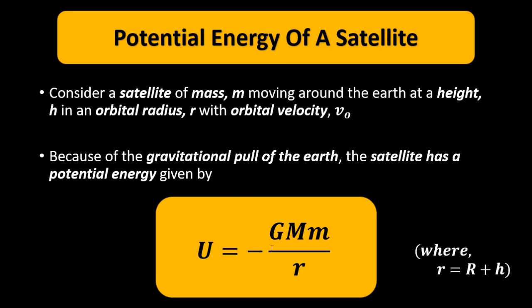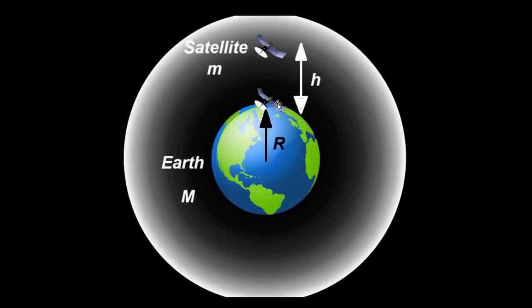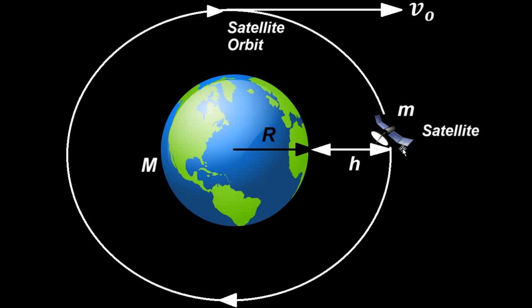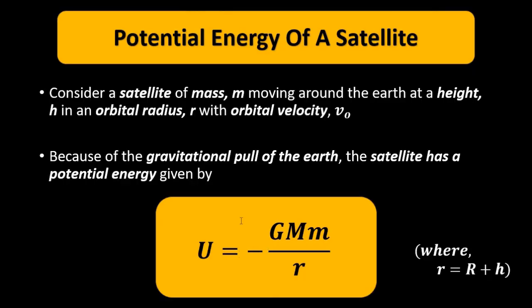Now here if you see, it is negative. The negative sign, as I have already told you in the gravitational potential energy discussion, indicates that the satellite is under the influence of the gravitational pull of the Earth, the gravitational force of the Earth. Work is done by the Earth to keep the satellite in its orbit, to move around Earth in a certain fixed orbit. So it is the gravitational pull or the gravitational force at work here. Work is done by the gravitational force. That's why it is a negative sign. So this is the potential energy of a satellite.